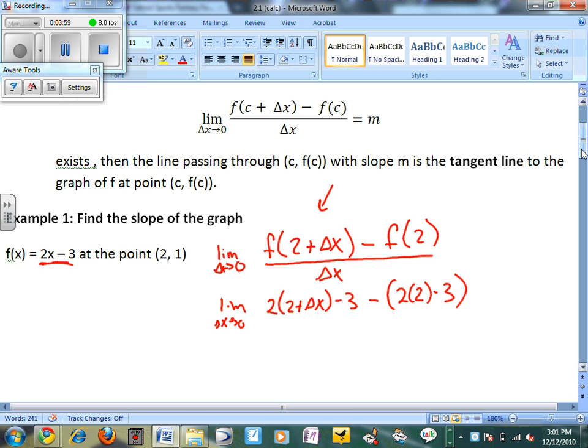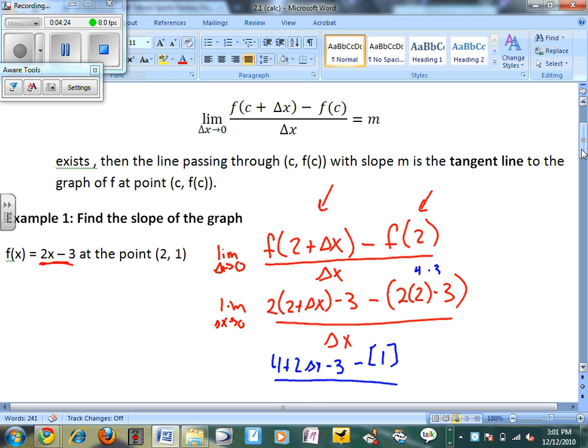We're just plugging 2 into the function to the left, all over change of x. Okay, so we're going to distribute. So we're going to have 4 plus 2 change of x minus 3 minus, well, this is going to be 4 minus 3, which is going to be minus 1, right? All over change of x.